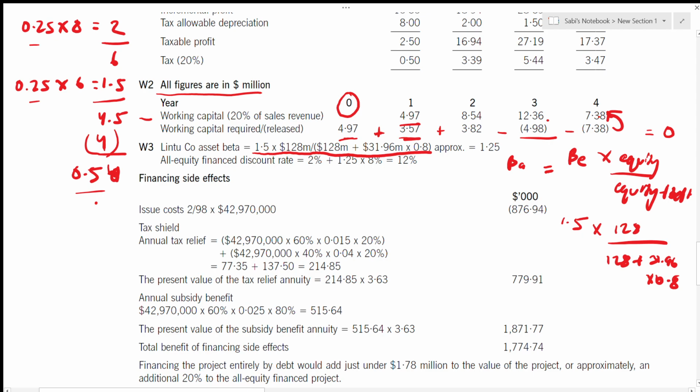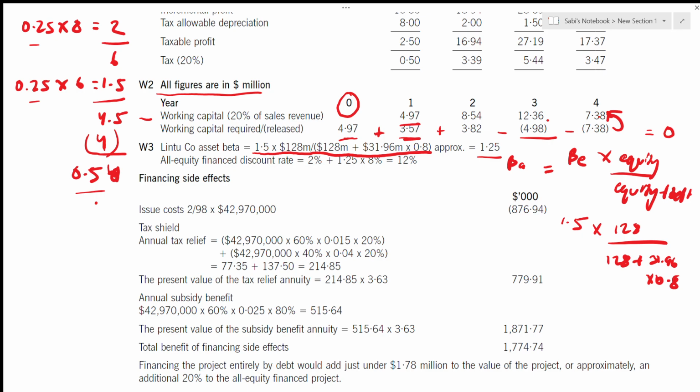So that means your asset beta is 1.25. Use this asset beta to find your cost of equity, right? All equity finance discount that you are not taking back because you are only taking net present value as if all equity financed. Remember your base case net present value, you only have to find net present value as if all equity financed. You are not taking debt. That's why you are not finding back. You are only finding cost of equity here.